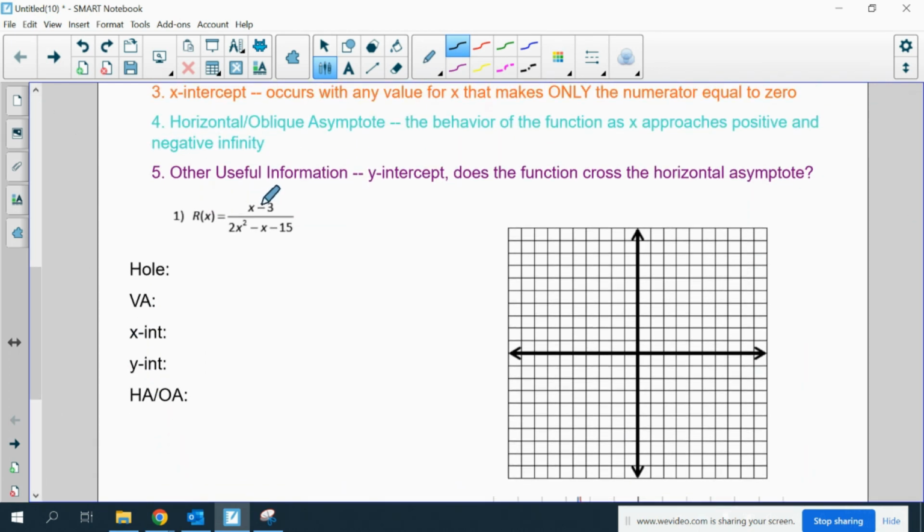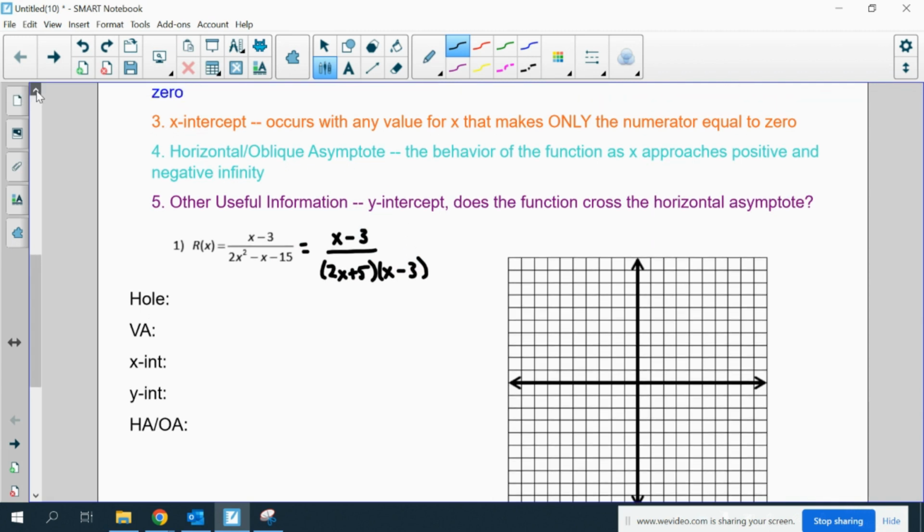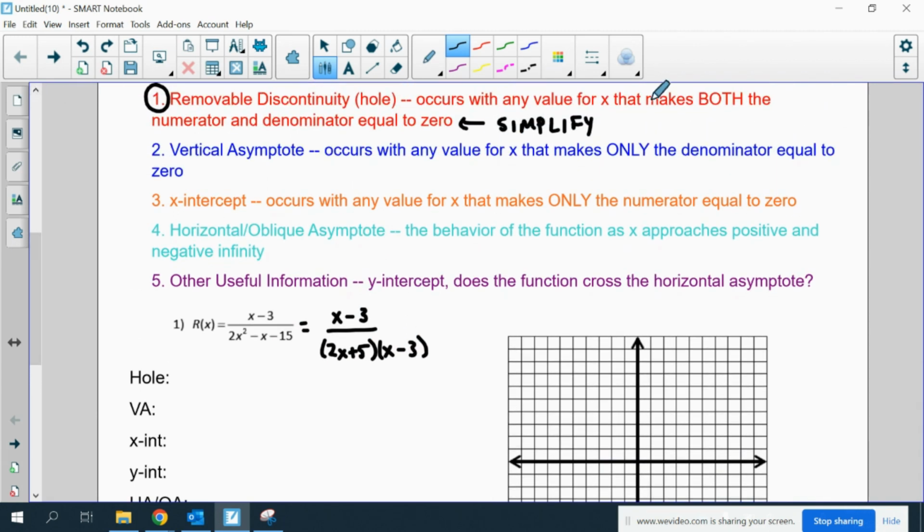Problem 1, we have x minus 3 over 2x squared minus x minus 15. Usually the first thing we want to do is factor. So if we factor the denominator, we end up with 2x plus 5 and x minus 3. So what we notice is there is a value of x that makes both the numerator and denominator equal to 0. That value is at x equals 3. So there's going to be a hole where x equals 3.